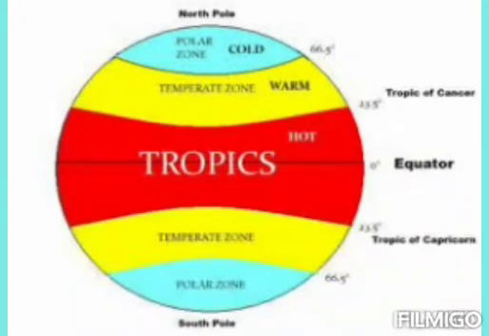0 degree to 23.5 degree N and S lines of latitude are called low latitudes. 23.5 degree to 66.5 degree N and S lines of latitude are called middle latitudes. 66.5 degree to 90 degree N and S lines of latitude are called high latitudes.